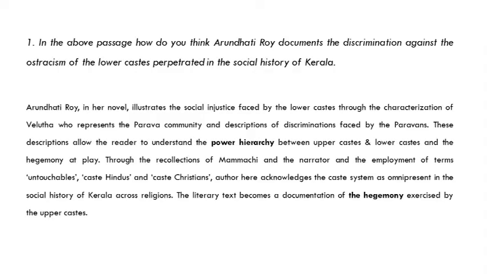This means that we have to focus on two important concepts in this text. The first one is the power hierarchy, the power relations. The second one is the hegemony which is used in this passage. Through the recollections of Mammachi and the narrator, and the employment of terms like untouchables, caste Hindus and caste Christians, the author acknowledges the caste system as omnipresent in the social history of Kerala across religions, and the literary text becomes a documentation of the hegemony exercised by the upper caste of both Hindus and the Christian religion.